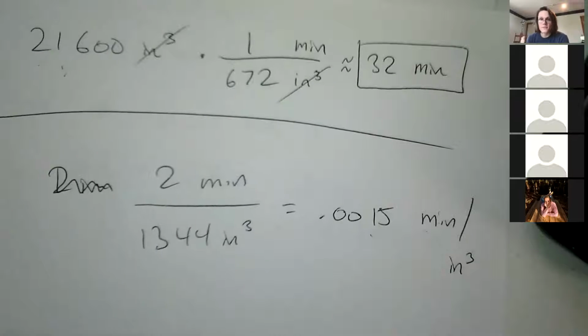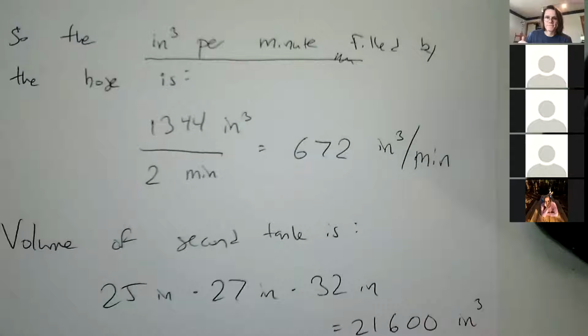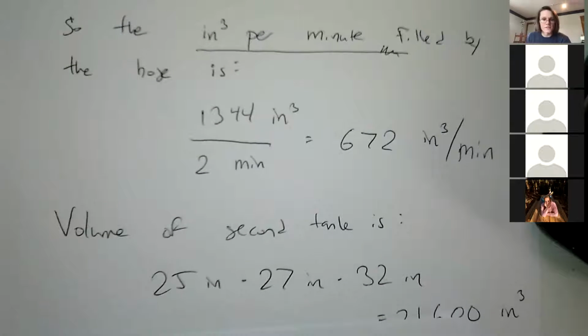But the same answer, it's just different ways of getting there. This way you're doing minutes per cubic inch. The way that I thought might be more natural is cubic inch per minute, but both are the same kind of mechanism. Right. Any questions?